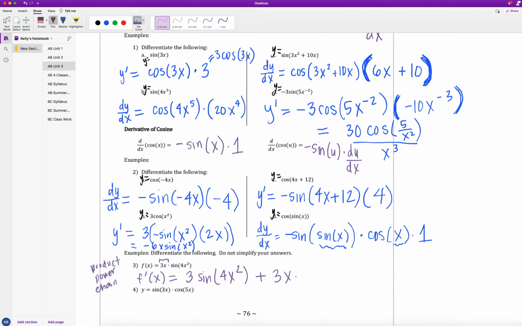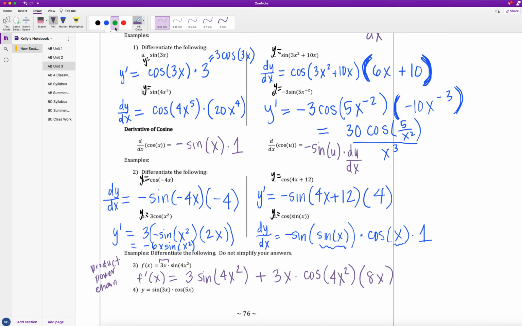So here we have a composition. Sine is our outermost function. Derivative of sine is cosine. Keep the inside the same, so the 4x squared stays, times the derivative of the inside function. To take the derivative of 4x squared, we would power rule it and we would get 8x. And that will be our entire derivative of our original function f of x. So it's important that we remember that product rule in there because I have two separate functions here. I have 3x times sine of 4x squared.